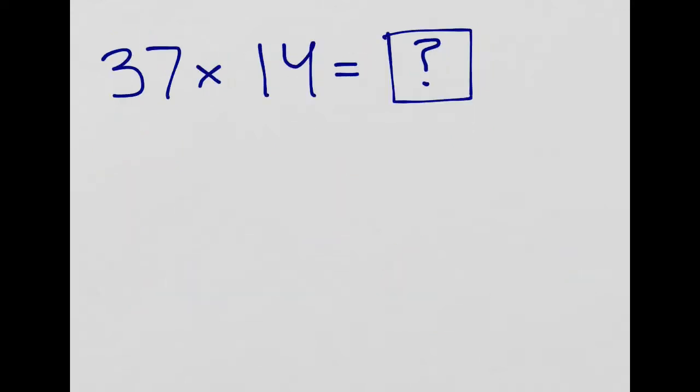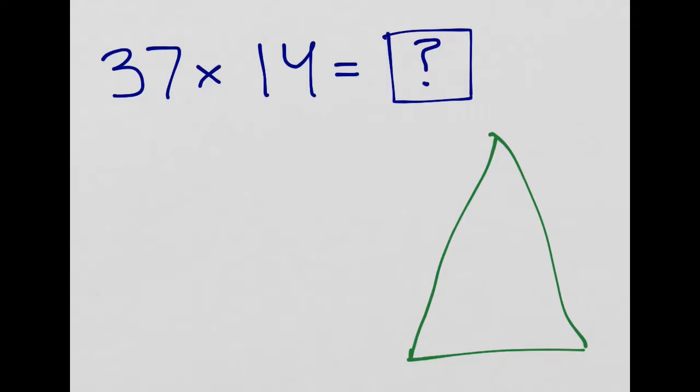It works the same way for multiplication. We can start by setting up our triangle and put on the information we have. For this one, instead of adding, I'm multiplying. And the two pieces I'm multiplying, 37 times 14, will go at the bottom.